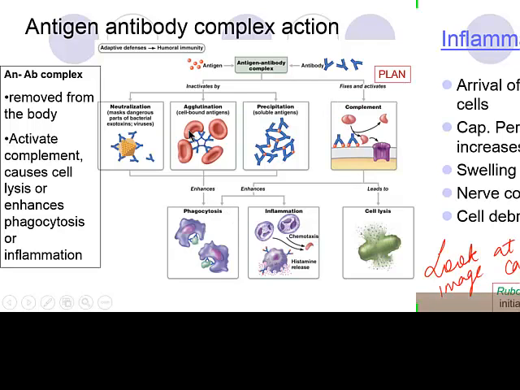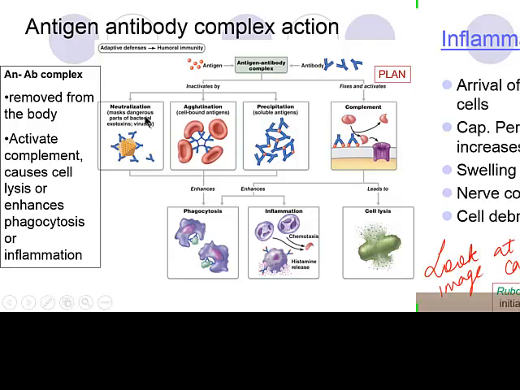The A stands for agglutination. This is again something that happens in blood transfusion, where the red blood cells, whenever there's mismatch, stick to each other and they agglutinate. And again, they can go and block the kidney filtration membrane, which is why the kidney is most affected. And N stands for neutralization, where the antibody complexes neutralize the antigen.